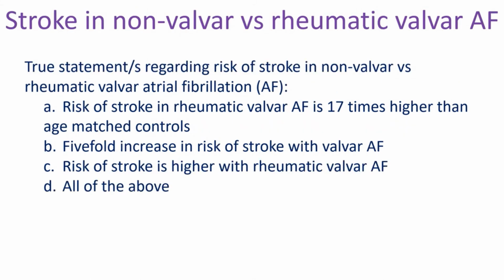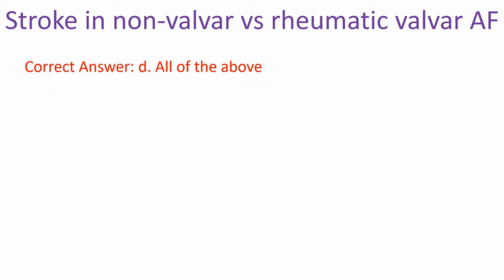True statement regarding risk of stroke in non-valvular versus rheumatic valvular atrial fibrillation: A. Risk of stroke in rheumatic valvular AF is 17 times higher than age-matched controls. B. 5-fold increase in risk of stroke with valvular AF. C. Risk of stroke is higher with rheumatic valvular AF. D. All of the above. Correct answer: D. All of the above.